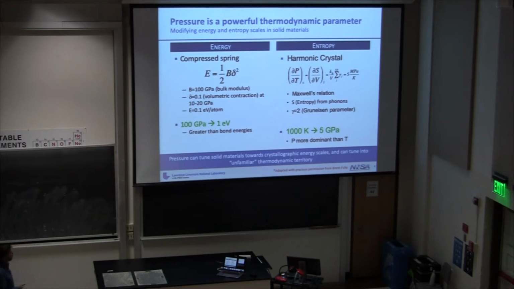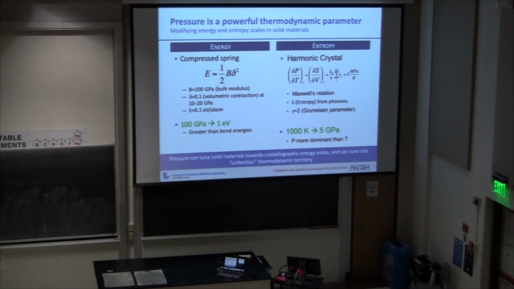For example, the Gruneisen constant is 2 for almost every material, or very close to 2. You can calculate the entropy from the phonons, and what you end up with is this number over here, which is about 5 MPa per Kelvin, which sort of extrapolates to this here. So 5 GPa of pressure is about 1,000 Kelvin in terms of entropy. This is not an energy argument, this is an entropy argument.